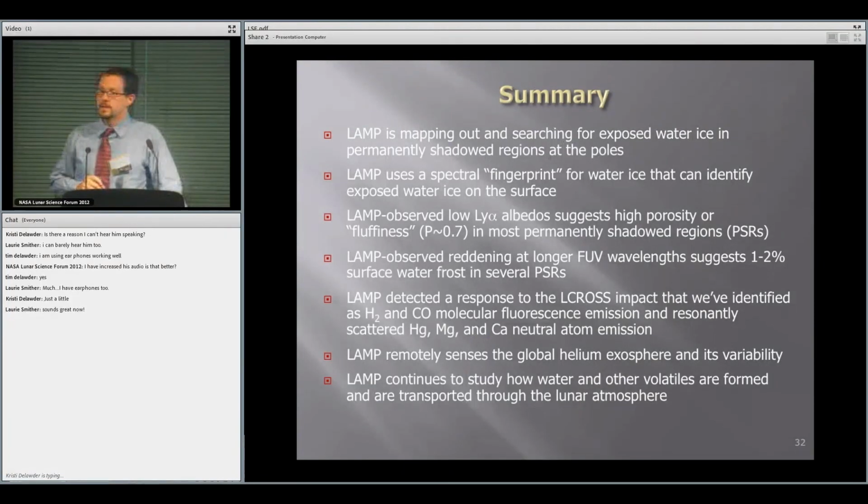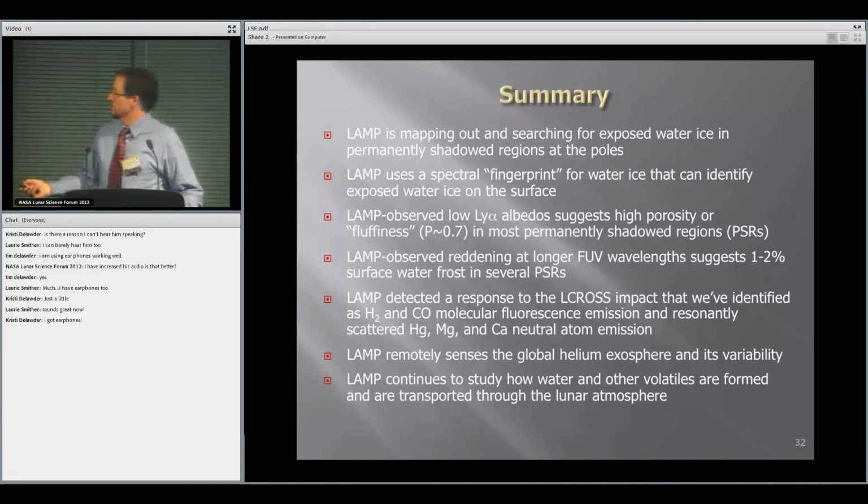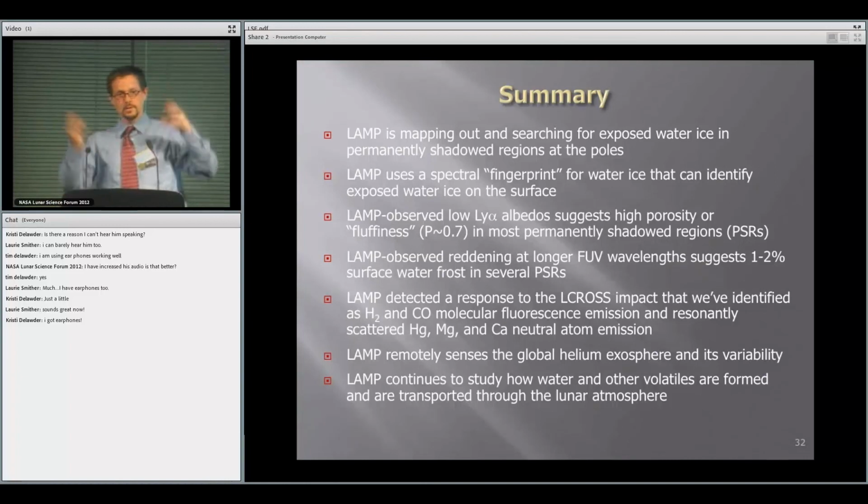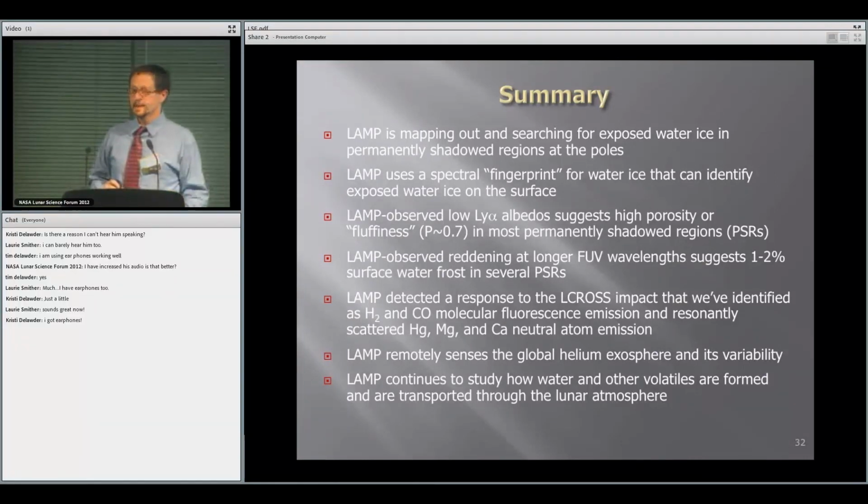So to sum up, LAMP is mapping out and searching for water frost exposed on the surface, right on the top 100 nanometers or so within the permanently shaded regions. We've been successful at fingerprinting this water frost signature there. We've also been able to identify higher porosity or fluffiness that might be consistent with fairy castle structures of dust and volatiles in these types of regions. I'll end right there. Thanks.